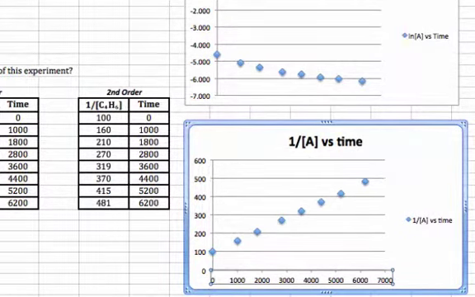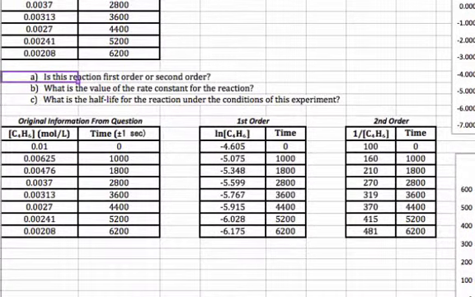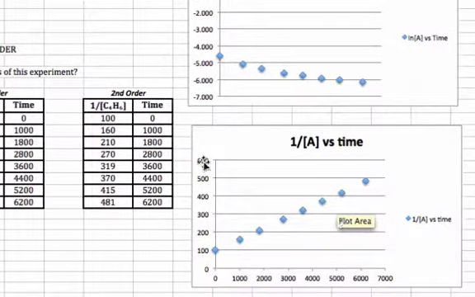So what that tells me, is this reaction first order or second order? Well, the answer to that is it's second order, because that is the one that gave me the straight line. So second order reaction, here's what we got. What is the value of the rate constant for the reaction?